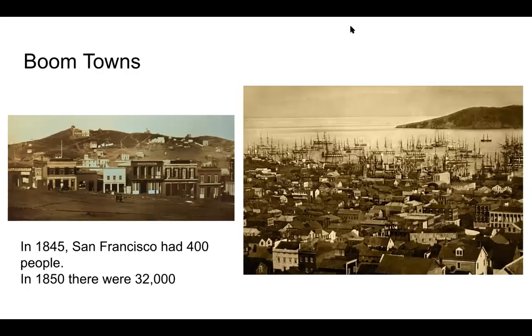Boom towns are something else to consider here too. This is one of the reasons why we have so many very populous cities in California, because of the impact of the gold rush. So to give you an example, here in 1845, before the gold rush, San Francisco has 400 people living in it. So you can see a picture of it there on the left. And then by 1850, when the gold rush is mostly over, you've got 32,000. So that's what this image is here. You can see all the boats that are coming into San Francisco Bay. So we have a lot of cities like that that just have this population explosion.